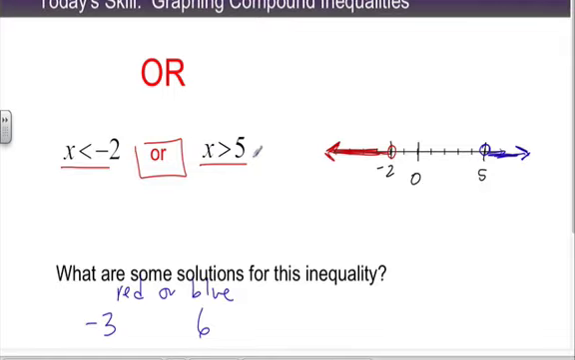Now, let's look at one more example here.